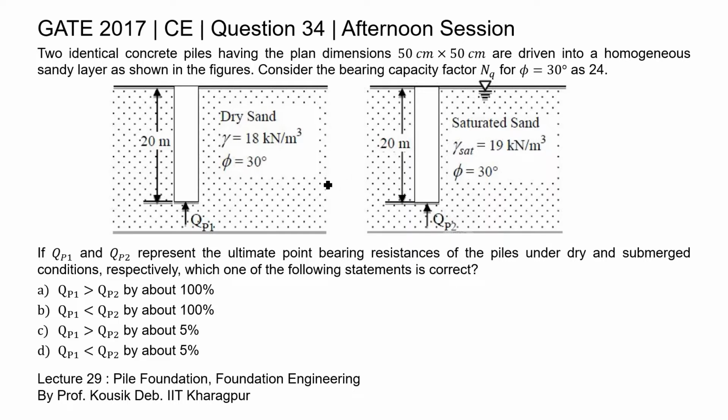So, in this question, two conditions are given. In the first condition, the soil is dry sand, and in the second condition, the soil is saturated sand, having the same phi for both. The concrete pile in both conditions is the same. The cross section and dimensions are the same for both piles, and the depth of foundation is also the same. Now we need to compare the ultimate point bearing resistance for both the piles.